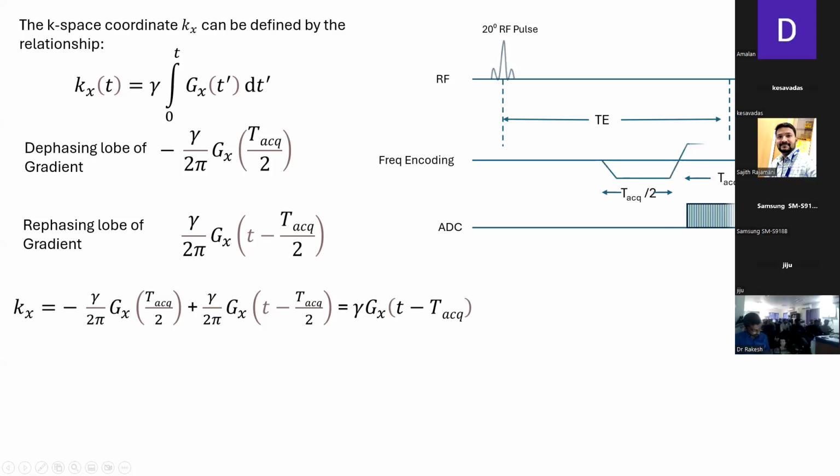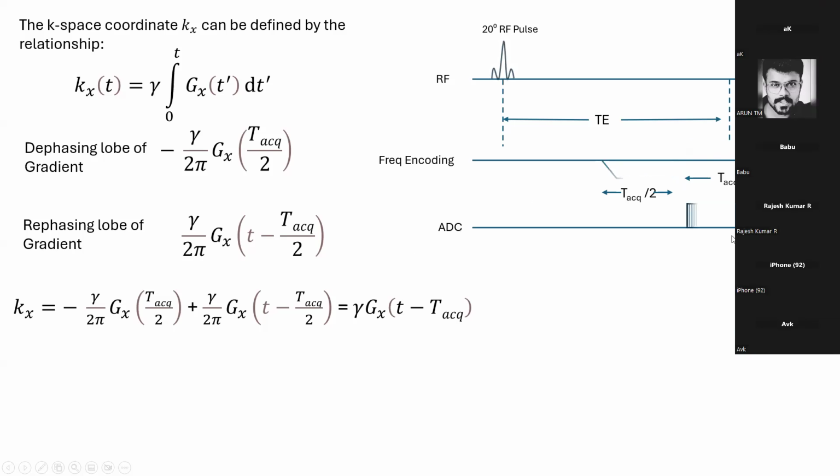During this time only, we collect the data, meaning we turn on our receiver and our ADC to collect the data during the T acquisition period. So let's see the equation. What is happening here when we apply the first lobe? Look at this first lobe.